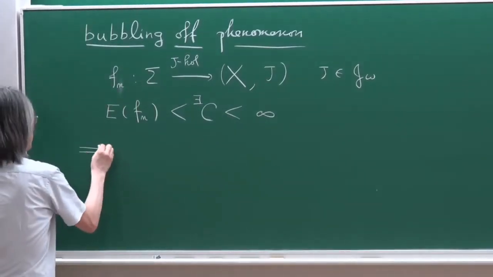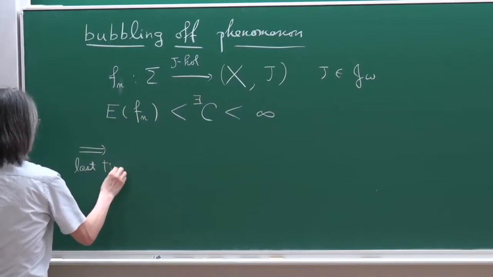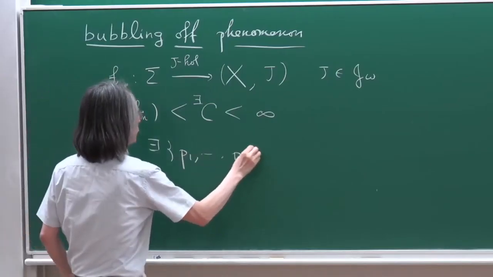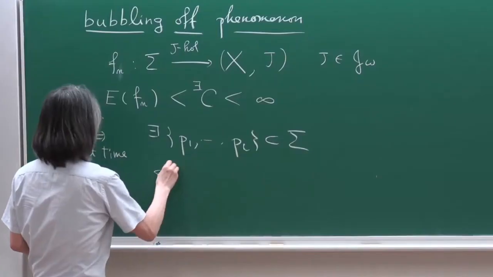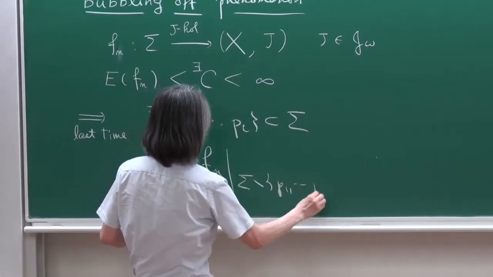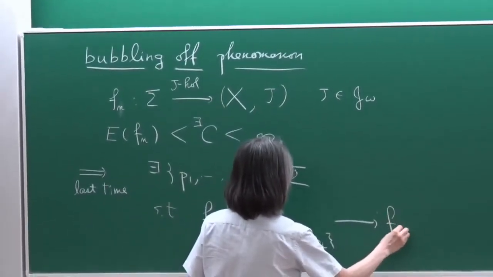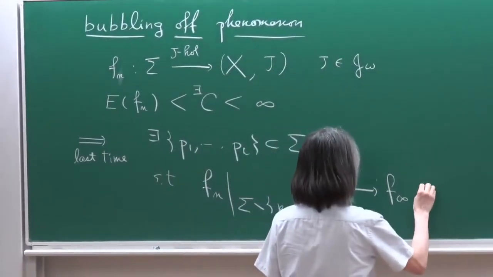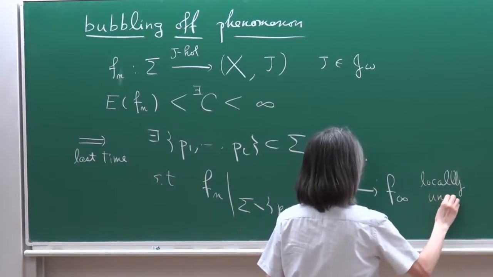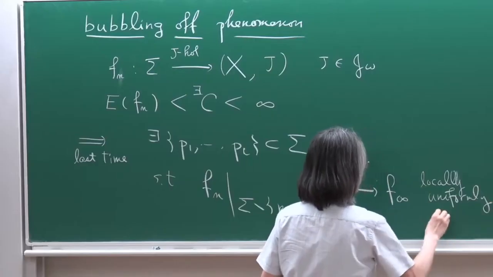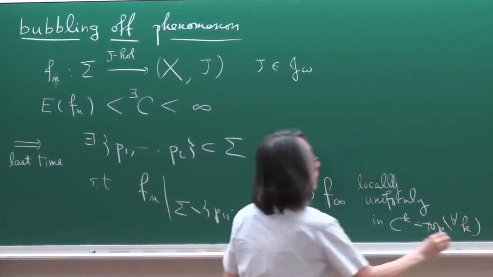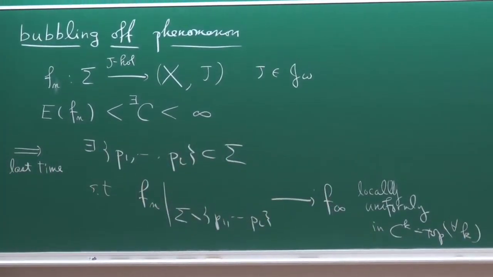And then last time, what I said is there exist finitely many points, P1 to PL or something, inside of sigma, such that this F_n on this complement converges to something locally uniformly in C^k topology for any k. Okay. So this somehow I discussed last time.